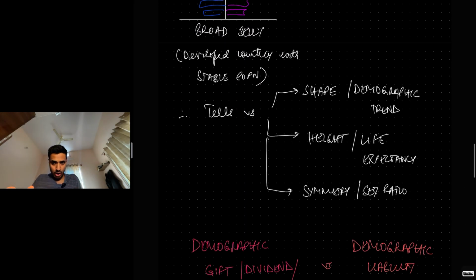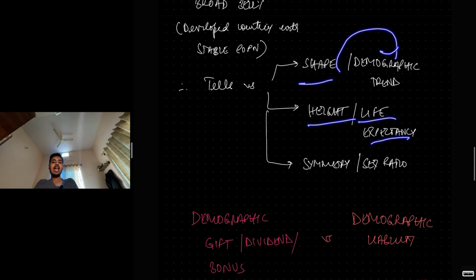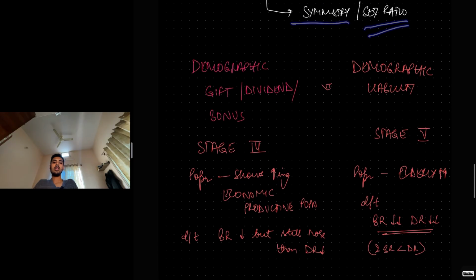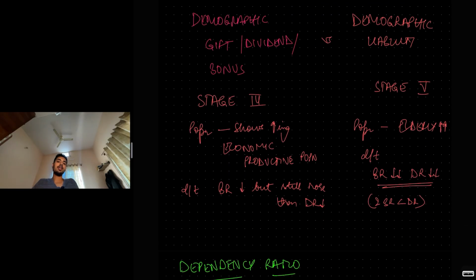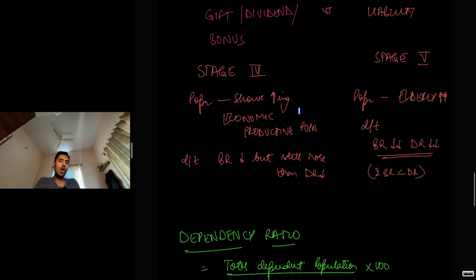So shape tells you the demographic cycle, height tells you the life expectancy, and symmetry tells you the sex ratio. Next, coming to demographic gift or demographic dividend or demographic bonus, which is a good thing, and you have demographic liability, which is a bad thing. See, being in stage 3 is actually a good thing, because here the population has a lot of economically productive population, that is the youth, those from 15 to 20, 30. You have a lot of economically productive population in stage 3, that is late expansive phase.